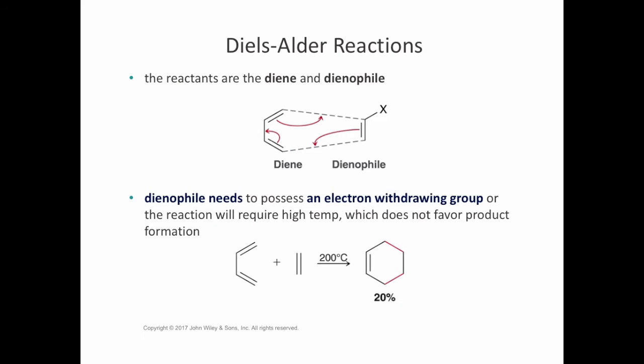degrees. We give names to the 2 reactants in the Diels Alder. One is the diene, and this is a conjugated diene. And then the other reaction partner is the dienophile, phile meaning loving.